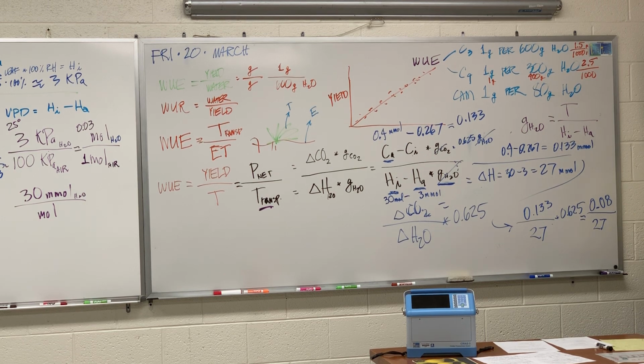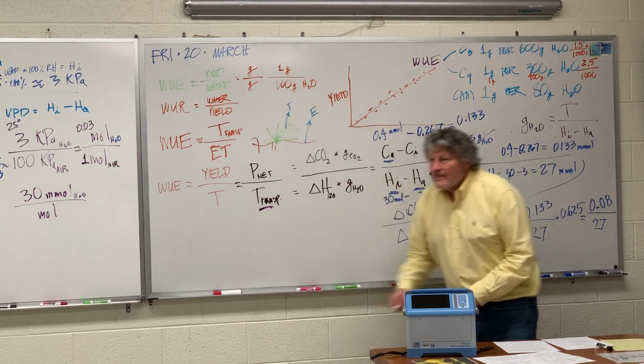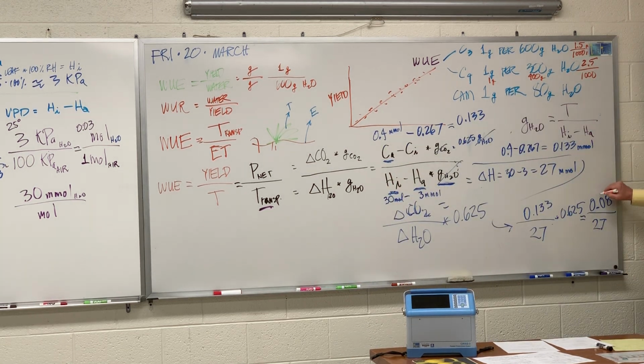Now what's the water use? 0.08 divided by 27. 0.003. That's the water use efficiency. Dang. 3 grams per liter.